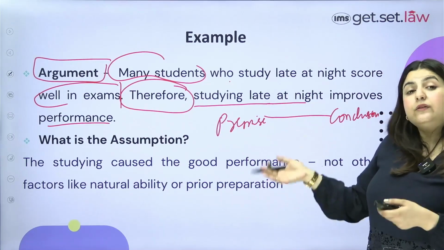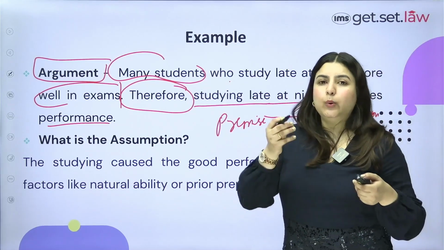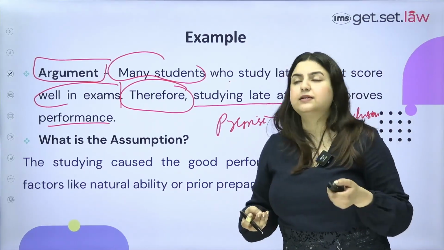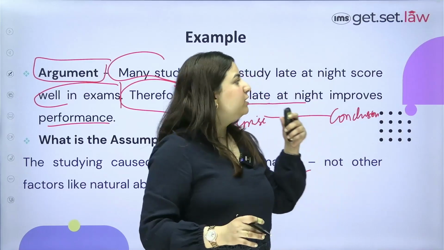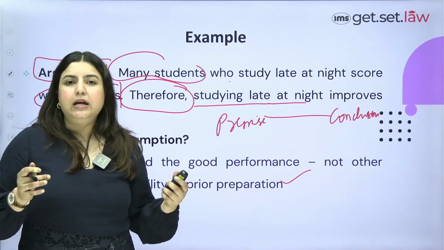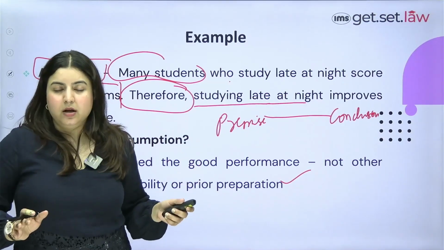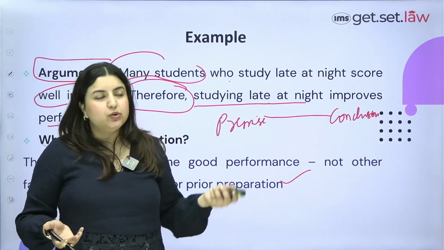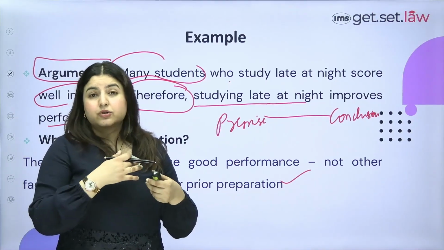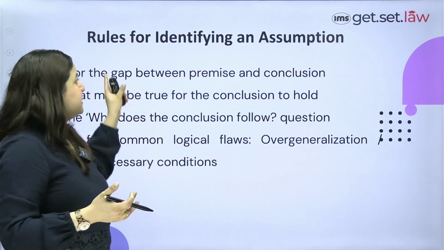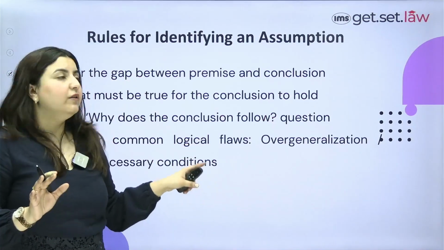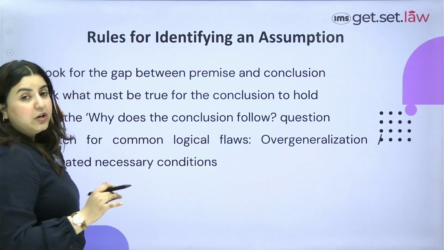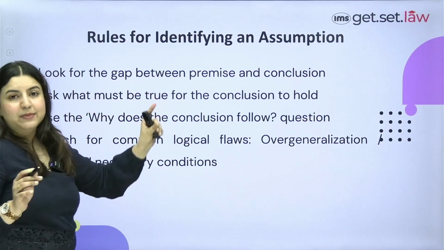All right, now going forward, I would want to share some quick tips and rules for identifying assumptions, because very often, when we're in the flow of solving questions, we tend to deviate from the rules. But it's okay if you feel you're very efficient at it, you need not stick to the rules. But for ones who are at a very basic level, I think sticking to these rules might be of some help. All right. The first point here, look for the gap between the premise and the conclusion.